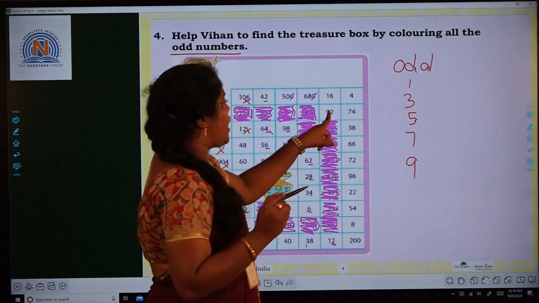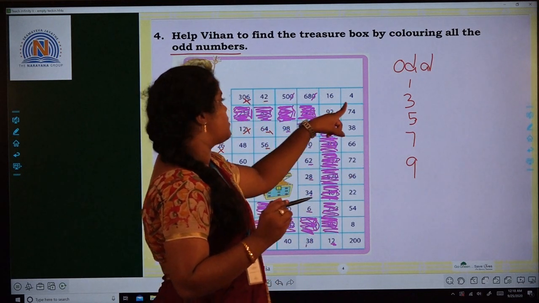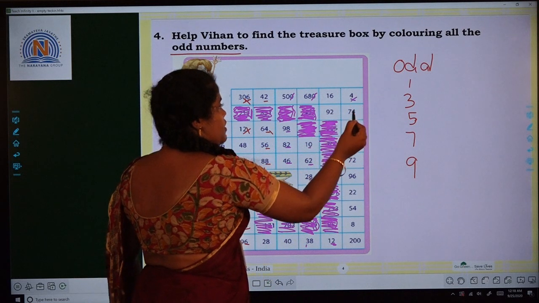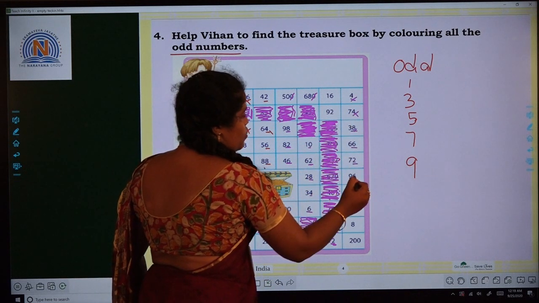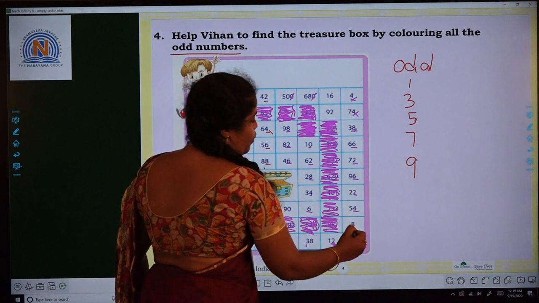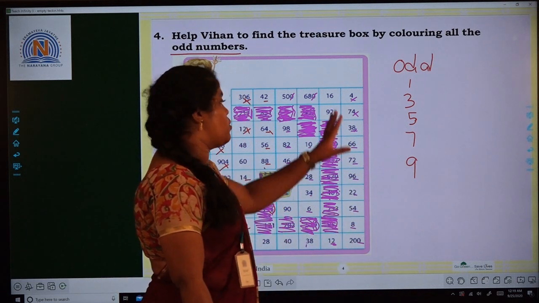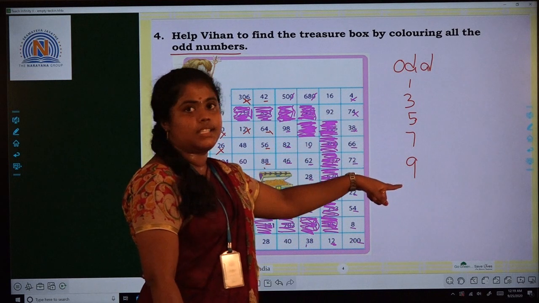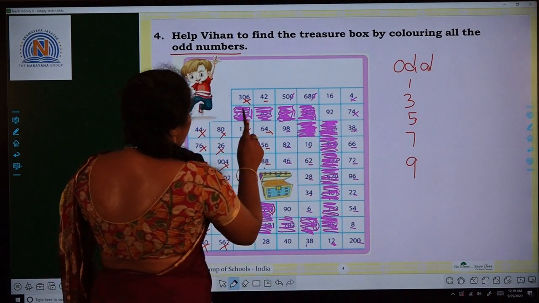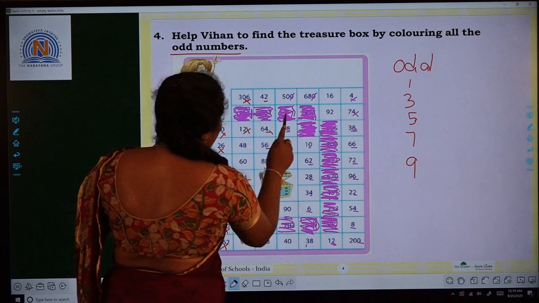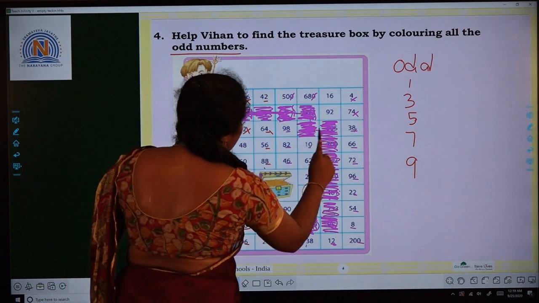Remaining also you have to check. 92. 2, not an odd number. 6. Next, 4. 74. 8. 6, 72, 96, 22, 54, 8, 200. These are not odd numbers. If those digits are there in the ones place, those numbers are odd numbers. So we have to collect the way of Wahin.